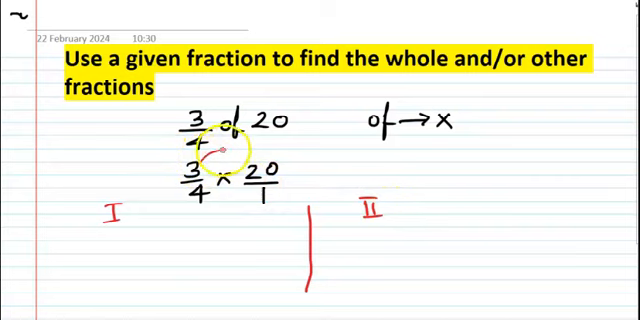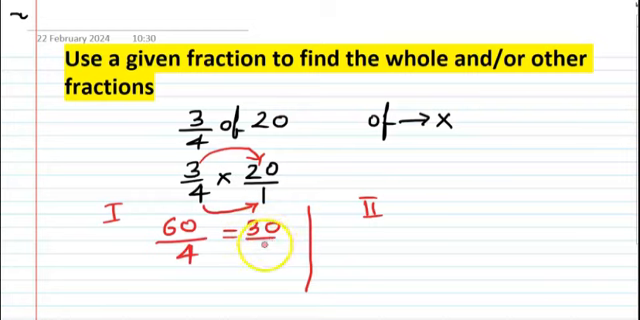First method, you multiply top with top. So 3 times 20 is how much? 60. Okay, thank you. 3 times 20 is 60, and bottom with bottom number, 4 times 1 is 4. And we can simplify. Half of 60 is 30, and half of 4 is 2. And 30 divided by 2 is 15. So this is first method. Second method, it's up to you. Whatever method you want, you can take it.